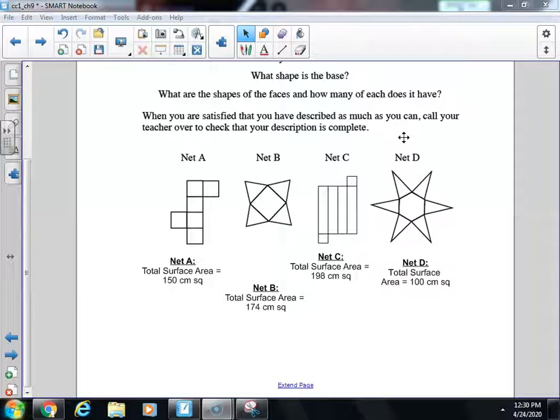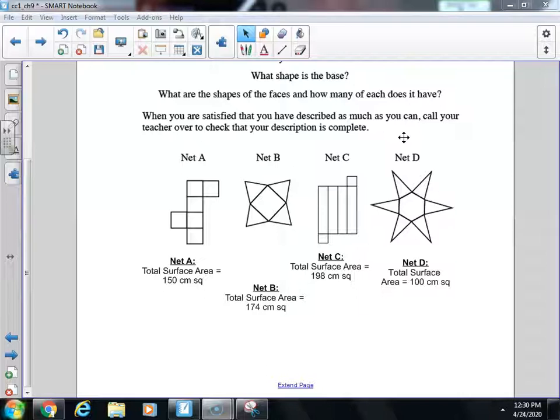All right, let's see how you did. Net A has a total surface area of 150 squared centimeters. Net B has a total surface area of 174 centimeters squared. Net C has a total surface area of 198 centimeters squared. And net D has a total surface area of 100 centimeters squared. In order to get full credit for this, you're going to have to show your work of how you took each side, top, bottom, front, back, side to side, how you multiplied it, and then added it up to get the surface area.